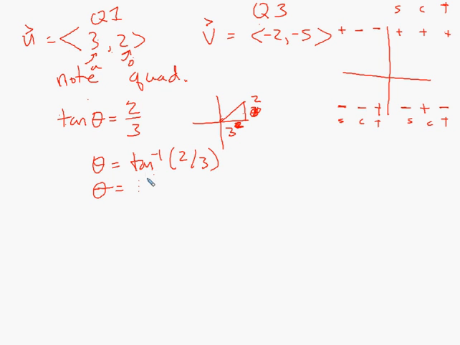All right. What do we get here? 34. 34. So, good. So that's the direction of vector u. What about vector v? Tangent of theta is negative 5 over negative 2. And we do get, what, 68.2 degrees about?